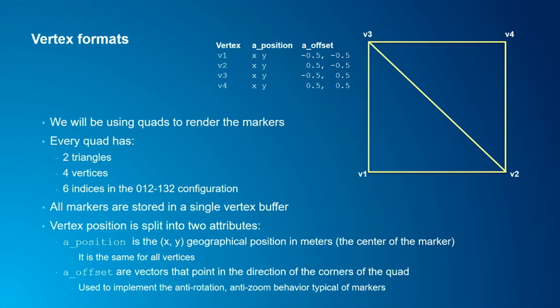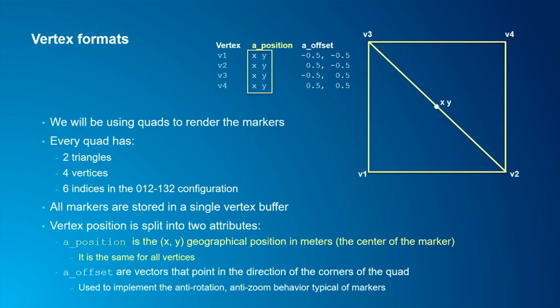In this sample app, we render the markers using quads. Every quad is made of 2 triangles, 4 vertices, and 6 indices. We use a single vertex buffer and a single index buffer to store all the markers.